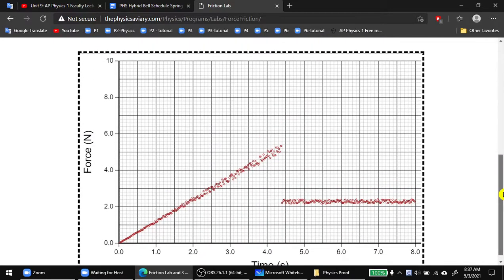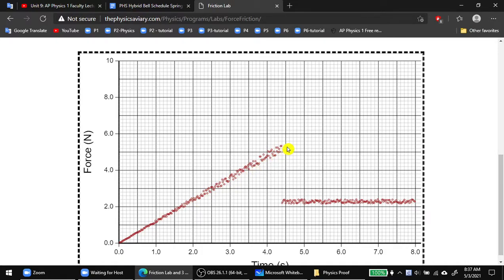Let's see the graph. In the first second it stayed at rest, so it must be under balanced force. So the friction force must be equal to the force that we provide to make it stay at rest. So as we increase the force, the static friction force also increases.